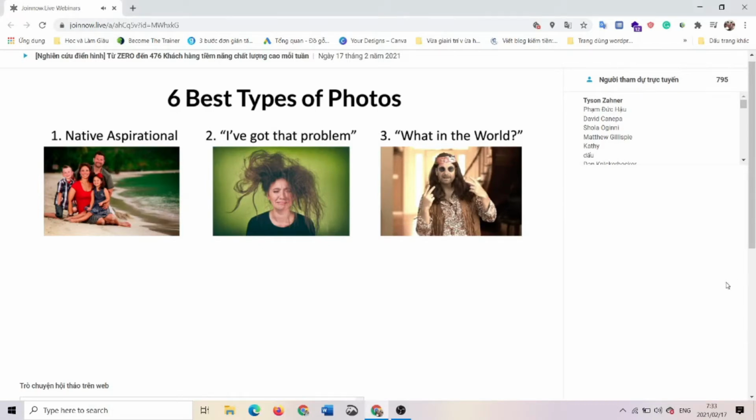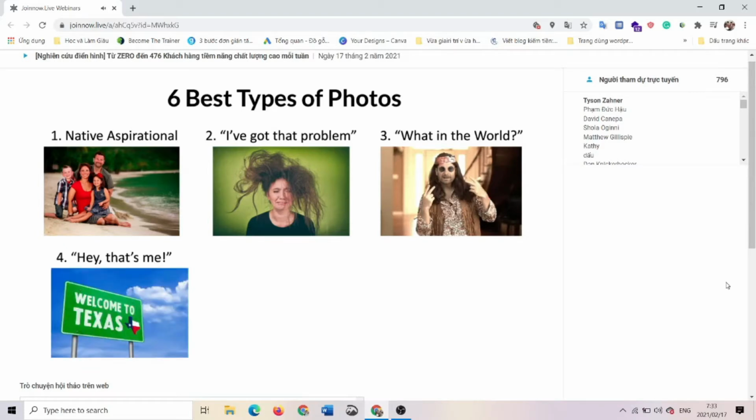So like in my ad copy for this ad, I said something to the effect of, hey, are your lead generation strategies stuck in the 1970s, kind of like this ridiculous outfit? If you want to bring it into the 21st century, check out. And then I would then go on with the next part of my message, okay? The fourth type of photo that I love is what I call, hey, that's me.